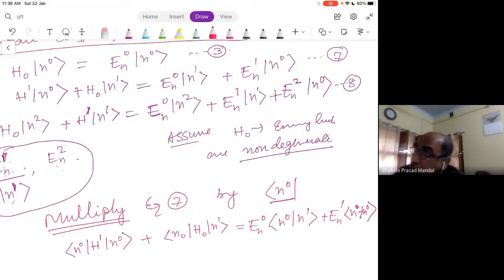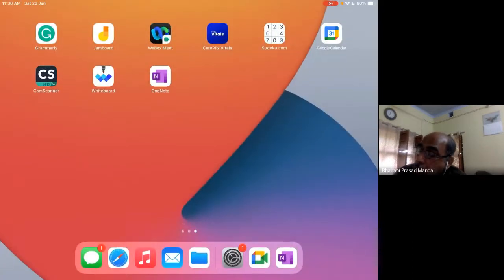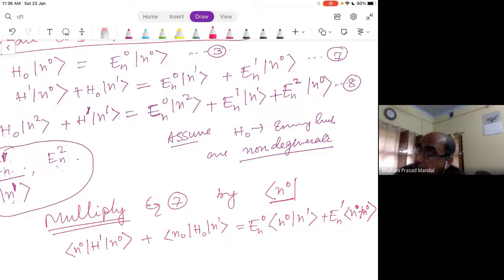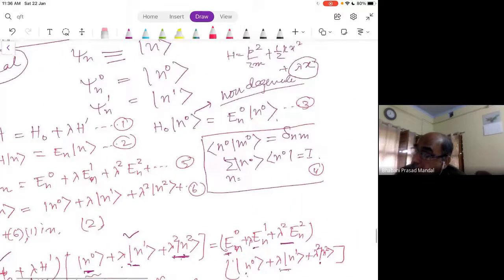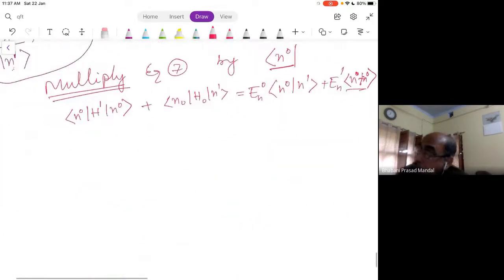Because remember, we have to calculate En1, the first order correction term. That is why I take the inner product such that this term will be n0 n0, which is 1. This is that property: where n and m are equal, this will be 1. So they are orthonormal, and this term is nothing but your En1 that we are trying to calculate.